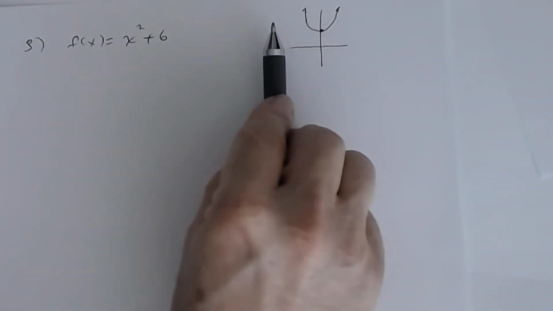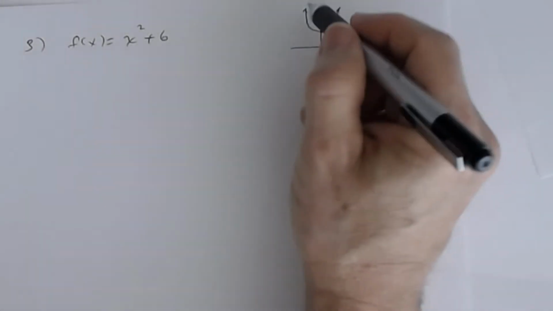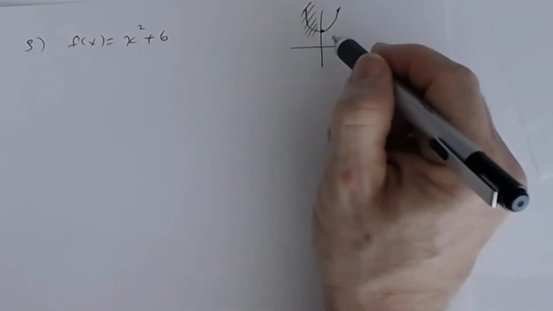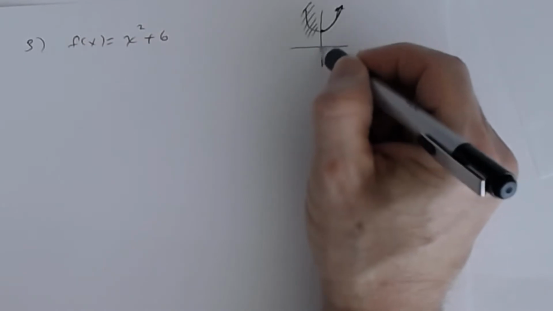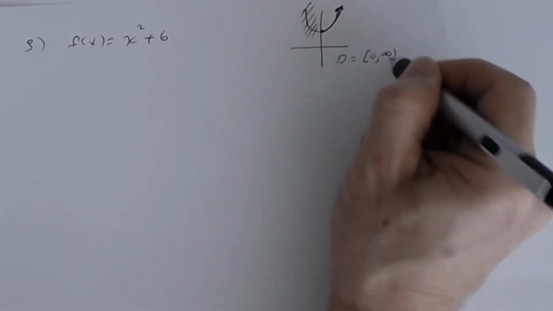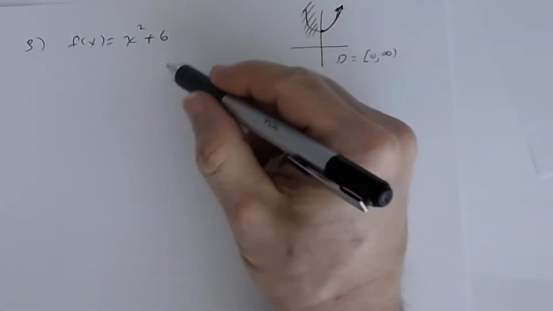So if you look at the domain of all real numbers, this is not a one-to-one function. But if I take this piece away and only look at this piece right here that has domain from 0 to infinity, then that part is a one-to-one function. And that's what you're going to see here.